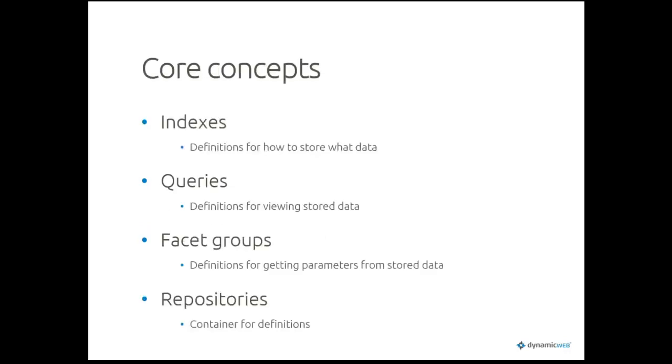So, the core concepts in the new indexing, there are a few things that we need to know about. First of all, we've been talking about indexing and searching. So what are indexes? In terms of Dynamic Web, they are definitions for how to store data. That might be e-commerce data: how do we want to store that to make it easier to find stuff in it? Or it could be users, or whatever type of data. It doesn't have to be Dynamic Web data, though there is a lot of data in Dynamic Web that would benefit from being in an index.